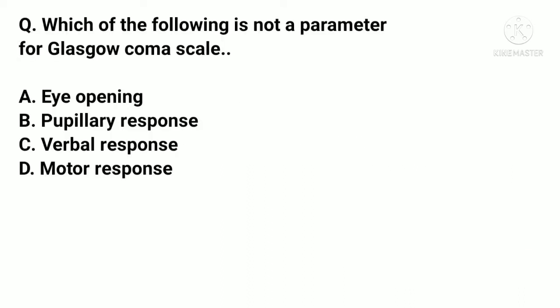Which of the following is not a parameter of Glasgow coma scale? A. Eye opening, B. Pupillary response, C. Verbal response, D. Motor response. And the correct answer is B. Pupillary response.